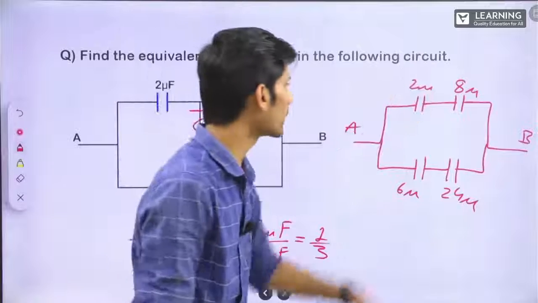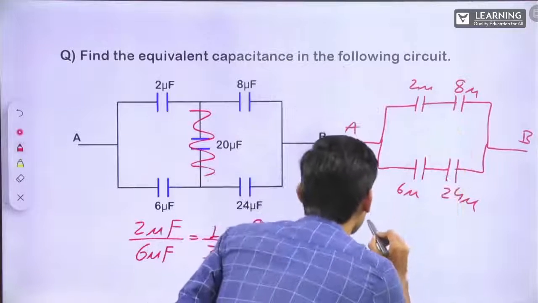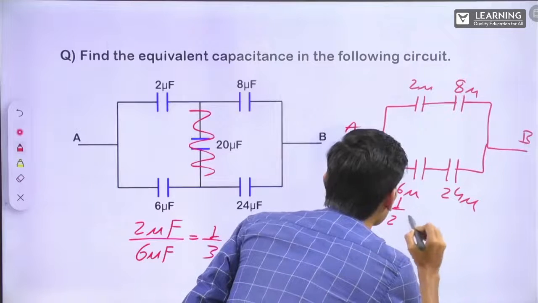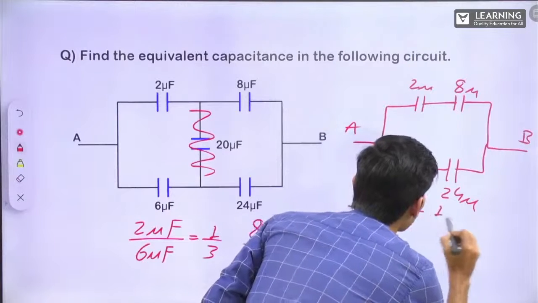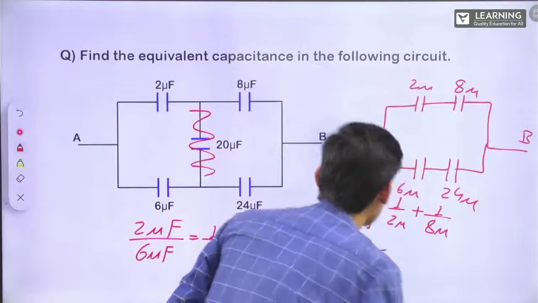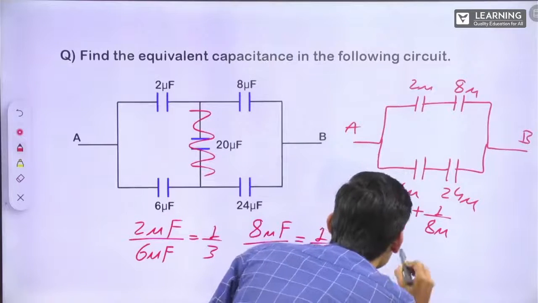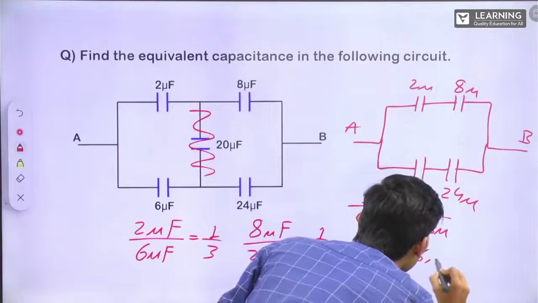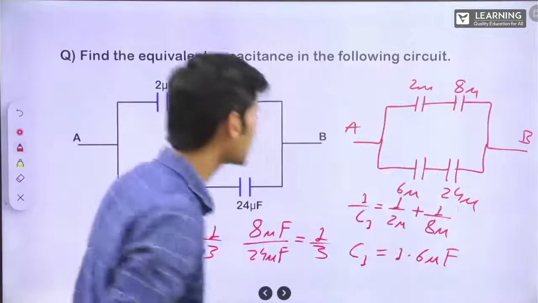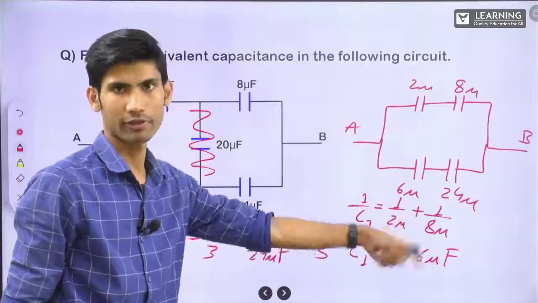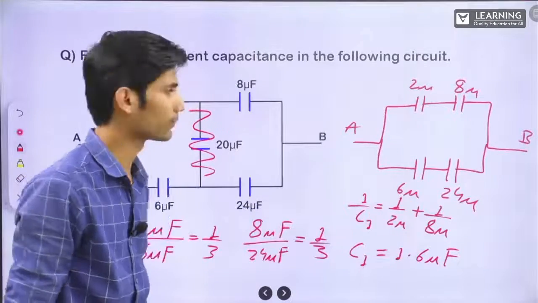Obviously, these two are in series. Let's say this is C1. 1 by C1 is equal to 1 by 2 microfarad plus 1 by 8 microfarad. That is equal to 8 plus 2, 10 upon 16. C1 will be equal to 1.6 microfarad. If you do the calculation, you will get this. This will be 10 by 16. Reversing is 16 by 10, 1.6 microfarad.